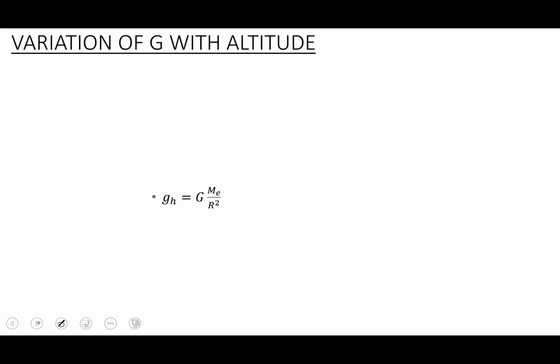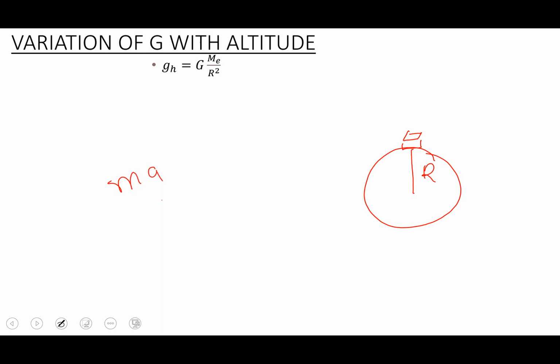That was basically g_h is equal to GM_e over R square, or you can say simply small r square. Now, in this case, what he's trying to say is that this is our Earth, and this is the radius of that Earth, which is represented by r over here. Now, if a body is placed on this Earth, then the value of g can be calculated by mg, the weight of that body, equal to the gravitational force of the earth.